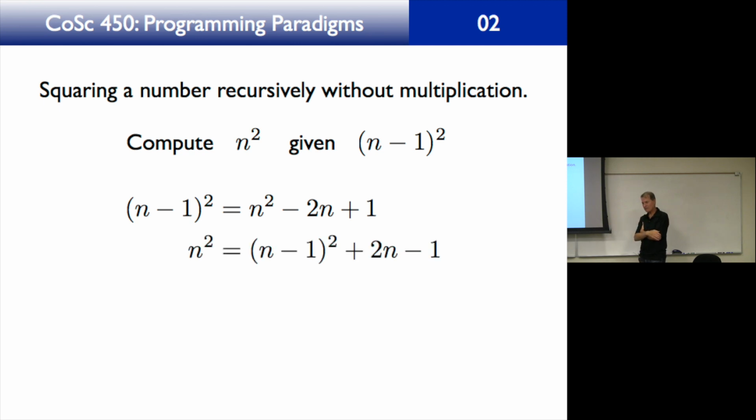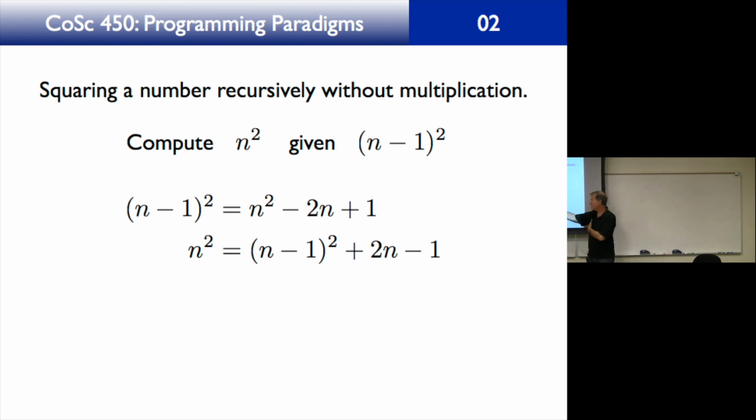Are you with me? And furthermore, do you see then that n squared, here we have n squared in terms of n minus 1 squared. So what we can do is write a recursive function to square n, and this n minus 1 squared will be what in Scheme? That will be our recursive call.